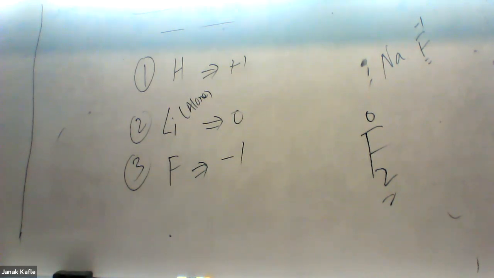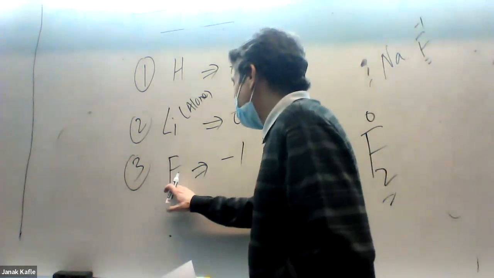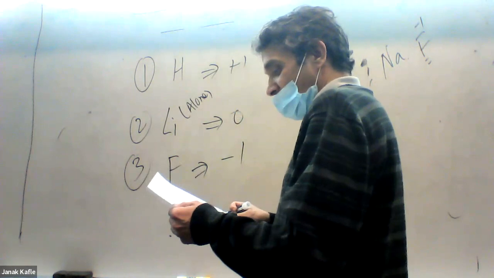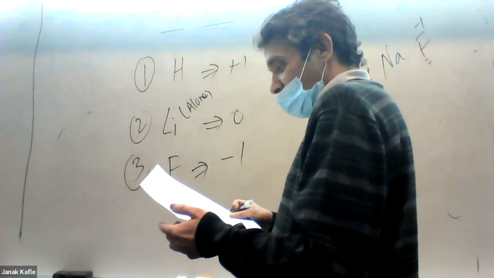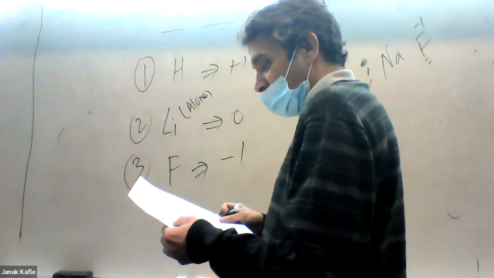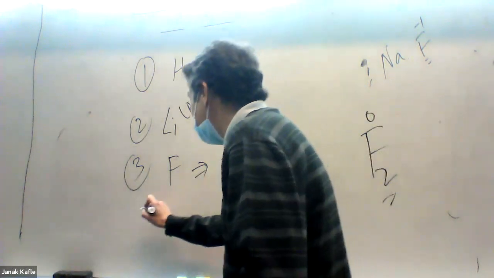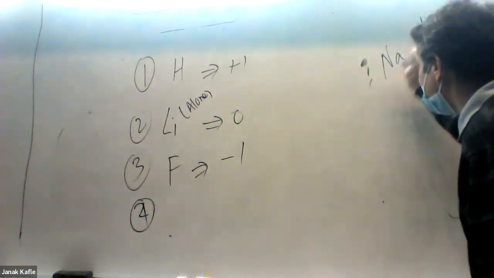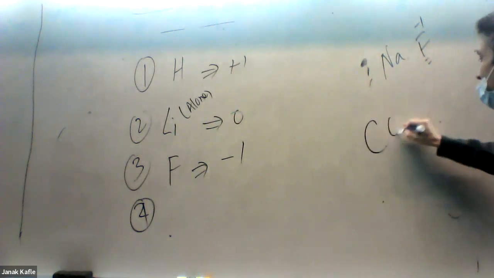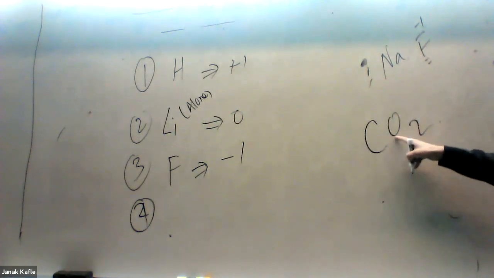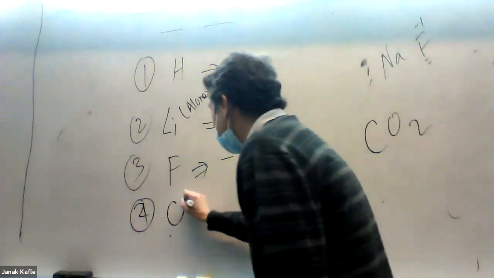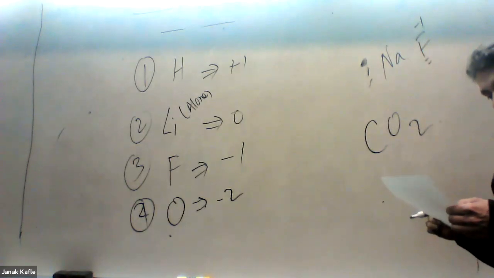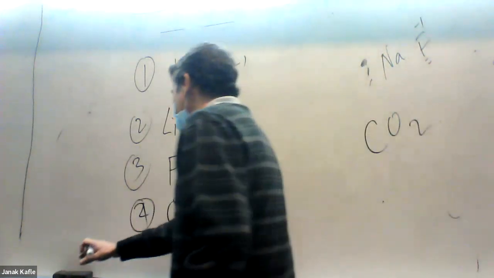So alone is 0. If it is combined with some compound, F is counted as -1, and what else? Hydrogen is +1. Oxygen is -2. So if we have oxygen there with some compound, like let's say I have CO2, so the oxygen is here with some compound. In that case, oxygen is taken as -2, -2, and that's it. So let's look at one more.